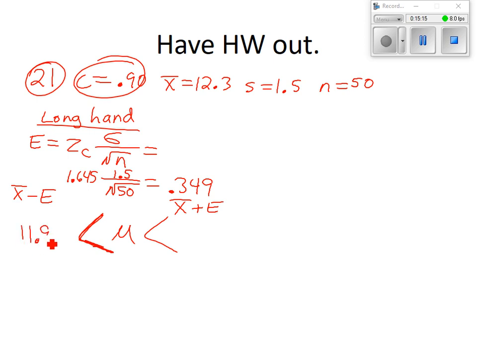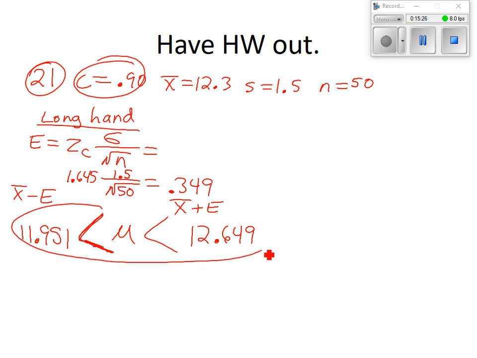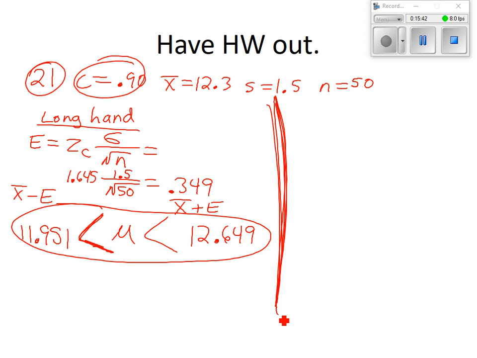11.951. Then on the other side, I can probably do that in my head, that's 12.649, right? Yep. Not really all that difficult, doing it out longhand. Just, if you have your calculator, it's easier to do that, because all you gotta do is punch in the numbers on your calculator, and if you have your calculator with you, you might wanna make sure you get it out and know how to do this.